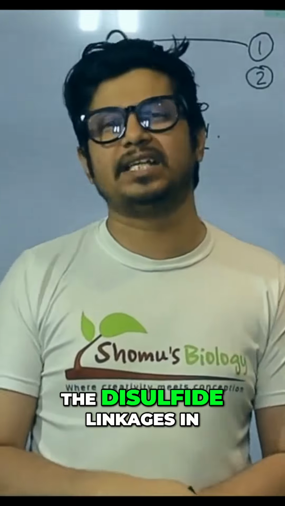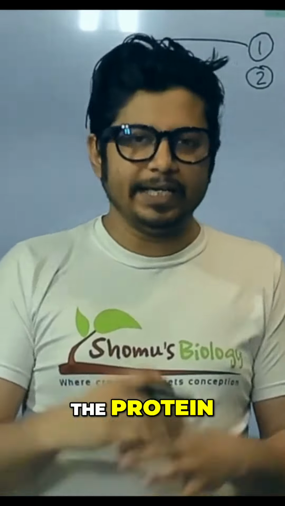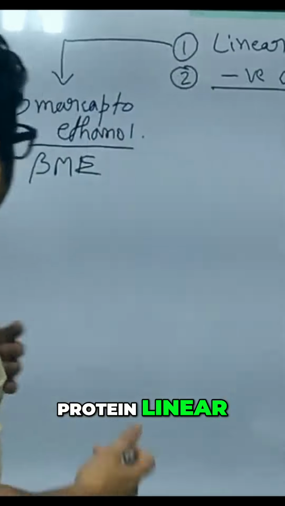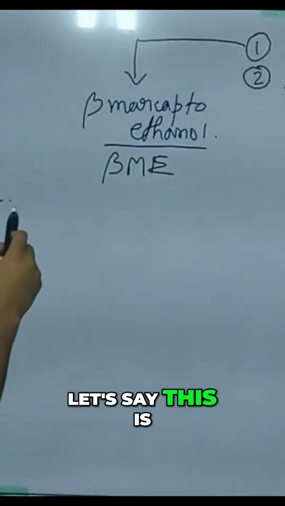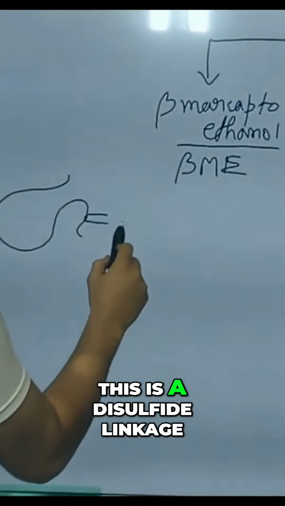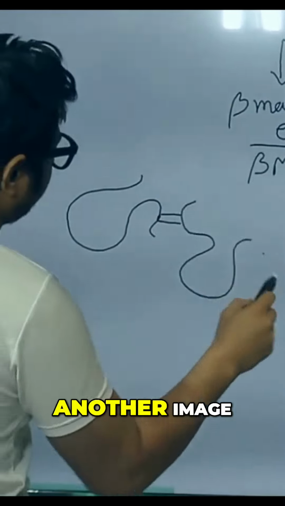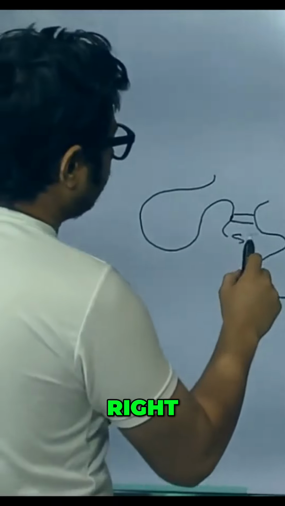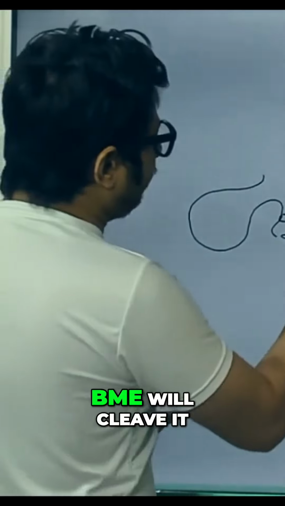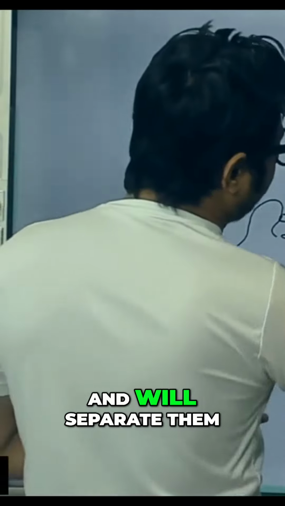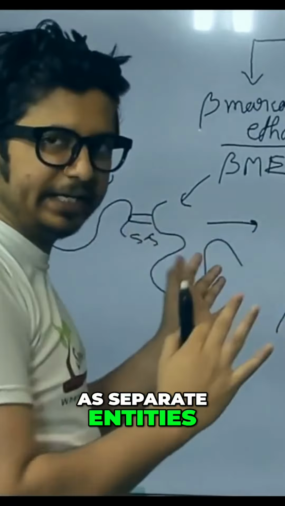And if you break the disulfide linkages in the protein, it will make the protein linear. So consider this idea. Let's say this is a protein. This is a disulfide linkage, another unit, right? Disulfide linkage. So BME will cleave it and will separate them as separate entities.